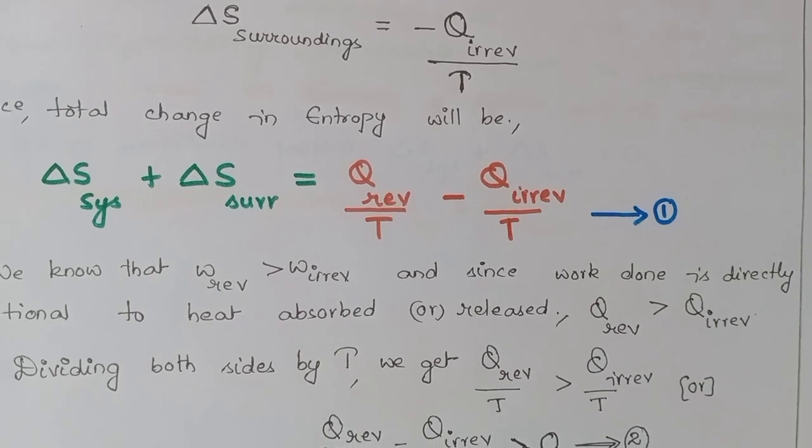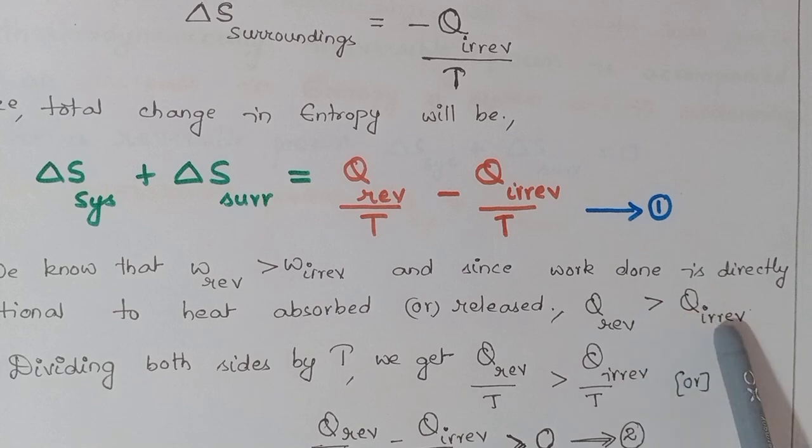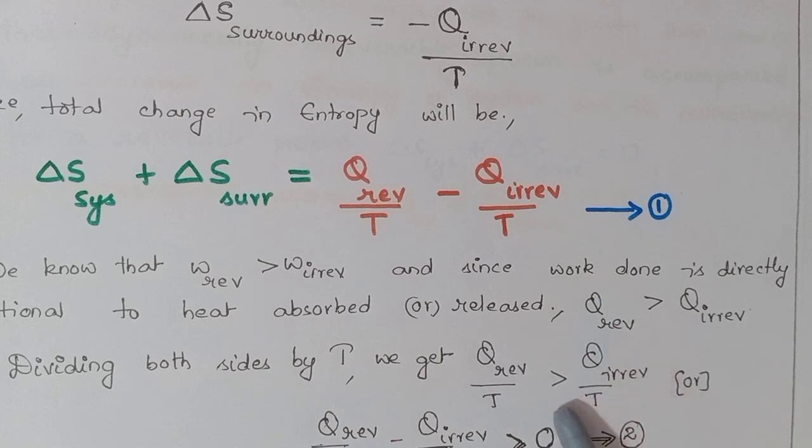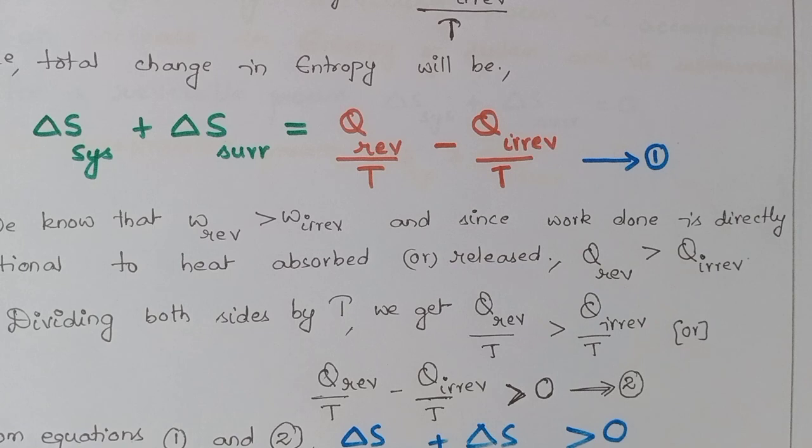Right. Below write down. Dividing both sides by T. Take Q reversible greater than Q irreversible. Dividing both sides by T, we get Q reversible by T greater than Q irreversible by T, which can also be written as Q reversible by T minus Q irreversible by T, which is greater than 0. Mark this as equation number 2.